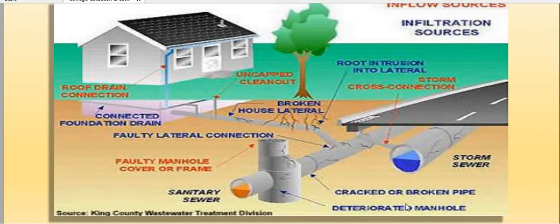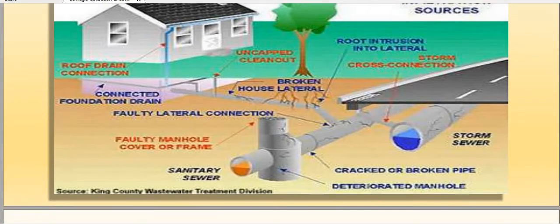Generally, a cracked or broken pipe or a deteriorated manhole, which has completed its age and is still functioning, will leak in such cases. Hence there is an urgent requirement to reduce all such faulty repairs, faulty connections, faulty manholes or sewer appurtenances. So these are all the causes for the inflow sources and infiltration sources.